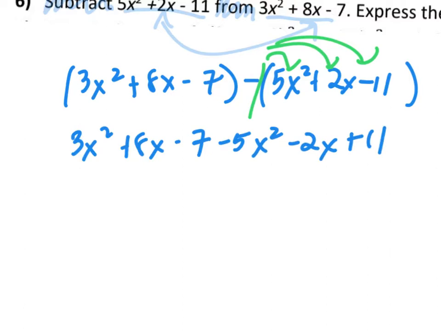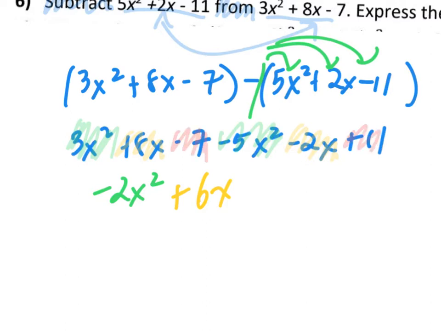And now I want to combine my like terms, right? So my first like term that I see over here is 3x squared and minus 5x squared, right? So 3x squared minus 5x squared gives me -2x squared. Next one is 8x and minus 2x. 8x minus 2x is plus 6x. And then finally, my last one right over here, minus 7 and plus 11, right? So -7 plus 11 should give me positive 4.